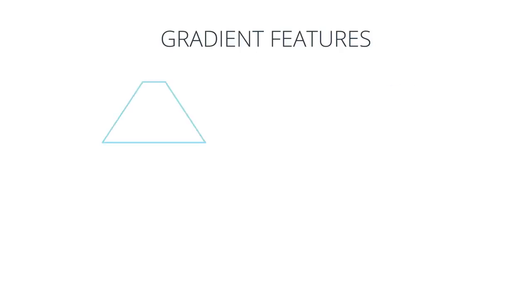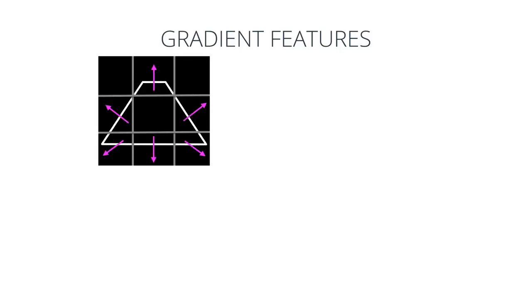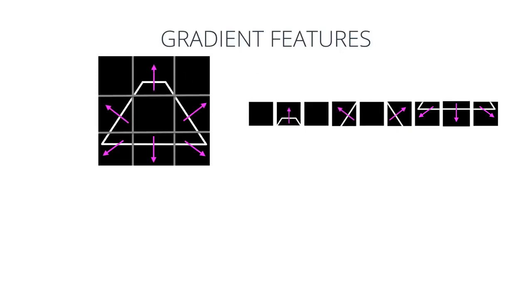Take this trapezoid and its corresponding gradient, which is just an edge-detected image. If we break this image up into a grid of cells and look at the direction of the gradient in each cell with respect to the center of the trapezoid, we can then flatten this data and create a 1D array. This is a feature vector, and in this case, it's a vector of gradient directions.